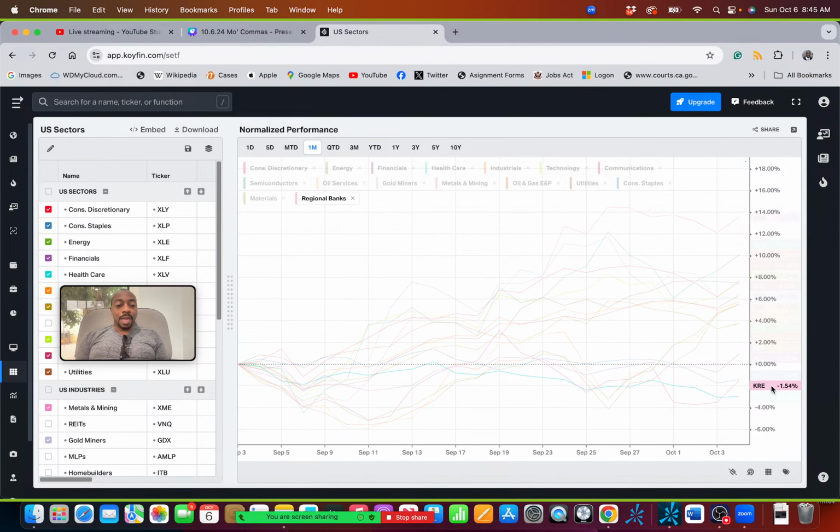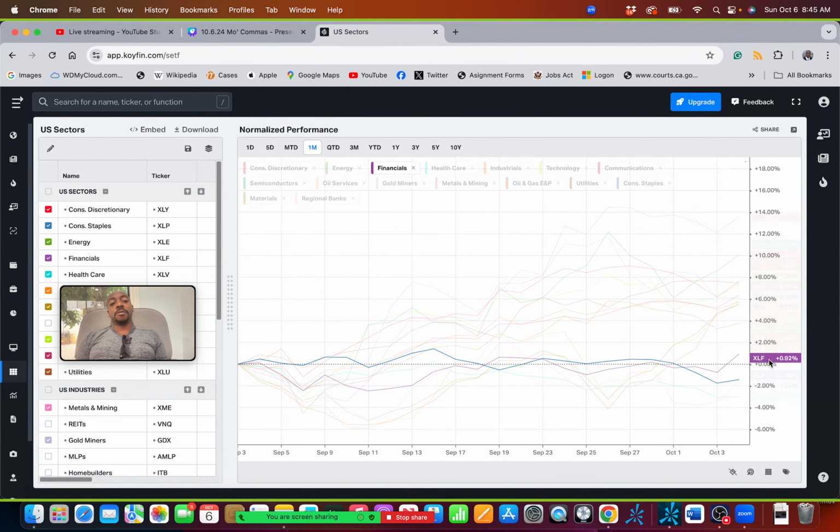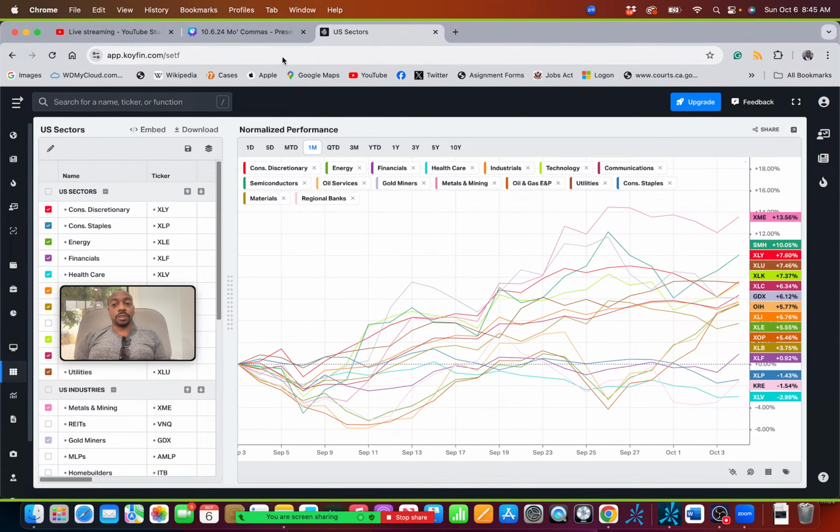But you see, everything is mostly over that 0% line, which is telling me that the market right now is bullish, right? If most of the sectors are positive, then we have a bullish market. We only have three negative sectors right now. So I'm not trading puts or buying puts at all right now. I'm buying calls or I'm selling put spreads, just because what this overall picture is telling me is that, hey, we're bullish.